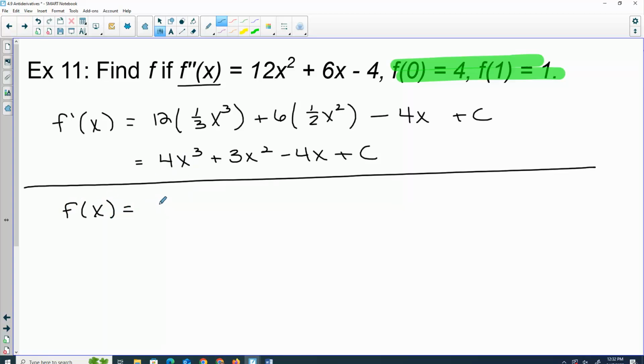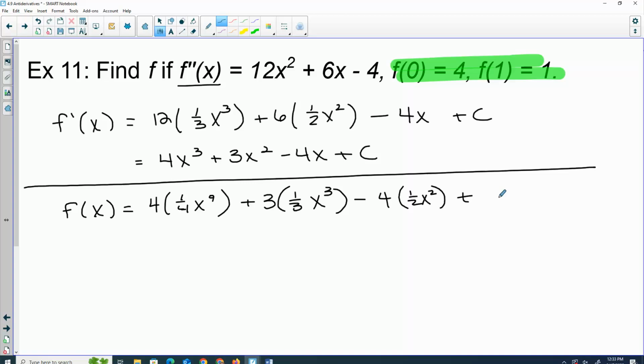What's the antiderivative of 4x cubed? 1/4 x to the 4th. So the 4 stays, 1/4 x to the 4th, or you could go ahead and multiply them if you wanted. 3 times the antiderivative of x squared, 1/3 x cubed. Minus 4 times the antiderivative of x, which is 1/2 x squared. Plus, what's the antiderivative of c? It's c times x, because c is representing a constant, so it might be like a 5. The x gets put back with it.